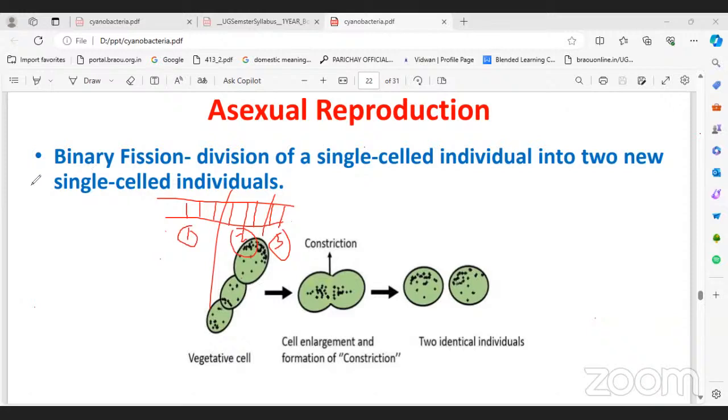And the next one, hormogony, also looks like fragmentation, but the important thing is that they are not mechanically separated. It happens with the help of weak cells among the filamentous thallus. For example, this is a filamentous thallus, and some weak cells are present in it. For example, this is the weak cell. Due to the weak cell, it can easily separate into two parts. This method is called hormogonia. Remember, hormogonia look like fragmentation.